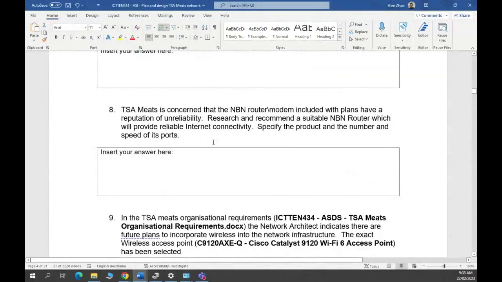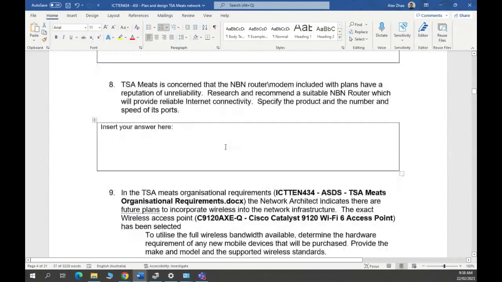And then we need to look for a modem router. If you look at the question, it says the default router modem that you get with Telstra is not the best. So what do we need to do? What you need to do is look for an alternative NBN router that you can purchase for this company that's reliable, number one. They don't want to have to restart it all the time. I'm sure you've done that at home. You've had to restart your router because something's not working properly.